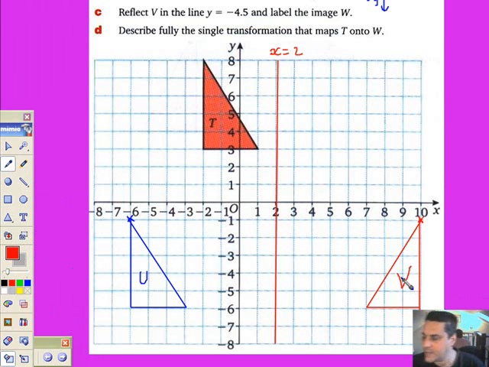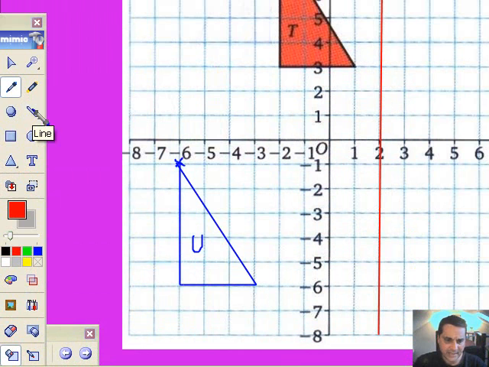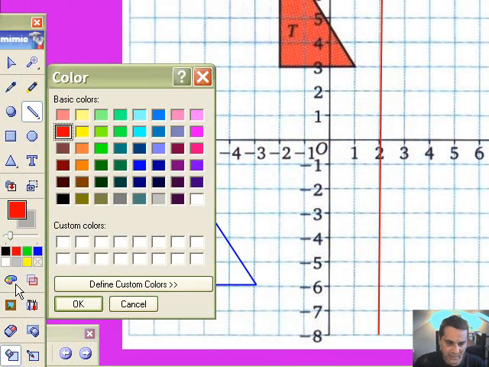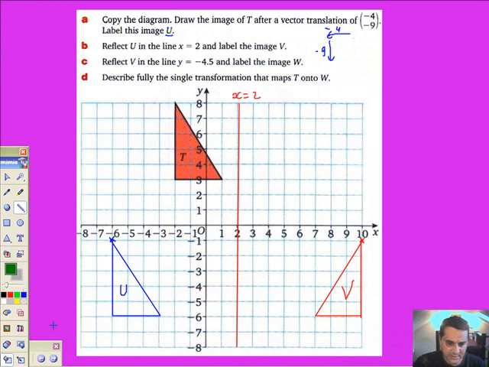Let's see how complicated this can be. I might just pause it and get back to you. Yes, it's quite tricky. I've got to reflect this V triangle in the line y equals minus 4.5 and label it W. Okay, new line it is then. So if we go for that facility, let's just go for a different colour line so it stands out. Green is usually quite pleasant.